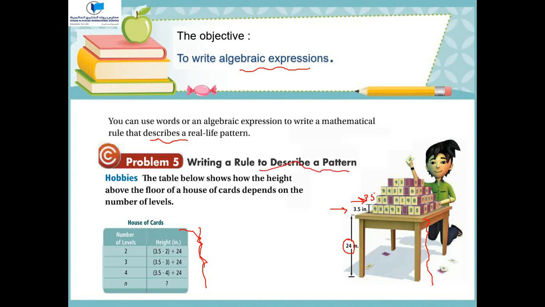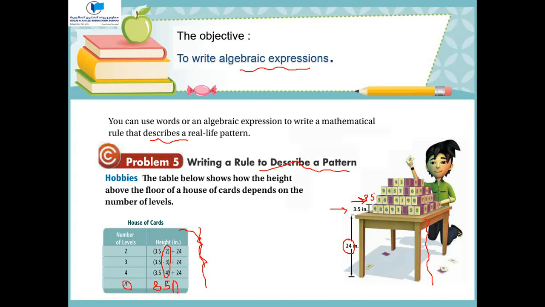Let me look at these. These will help me. I'm repeating this in all of them, so this 3.5 is a constant in all of them. Times this, which is something that changes, so it is the variable. This is the number of levels, which they represented using n. So 3.5 times n.